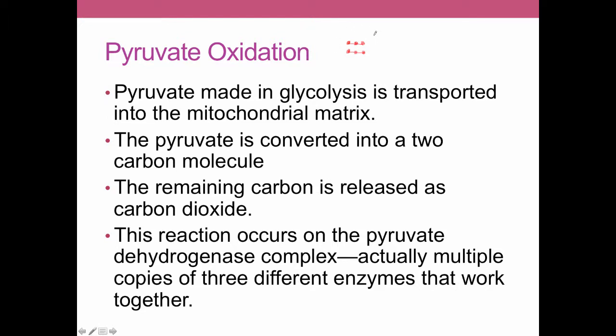So the pyruvate is transported into the mitochondrial matrix, and it goes to an enzyme called pyruvate dehydrogenase, which is actually a complex of multiple copies of 3 different enzymes that all work together. They take that pyruvate and convert it into a 2-carbon molecule, and they release a molecule of CO2. One carbon atom from each pyruvate is released as carbon dioxide, so it is now completely oxidized.